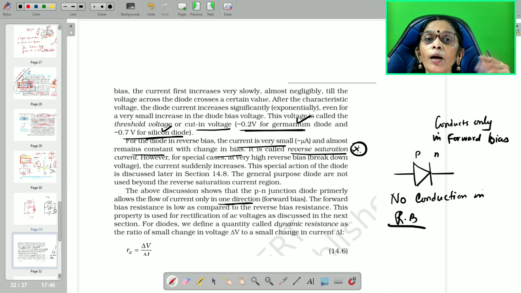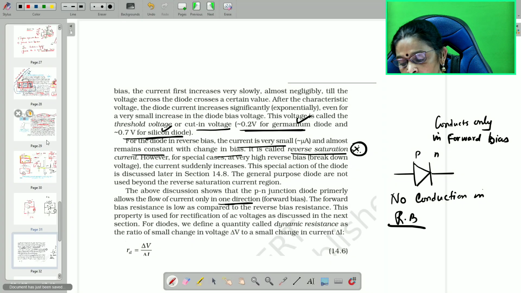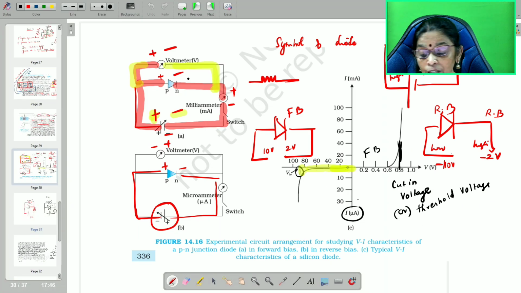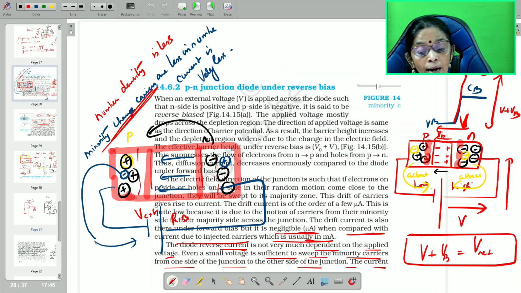Since it is increasing, what happened? There is no conduction possibility due to majority charge carriers. That's what we have seen. But majority charge carriers do not conduct. But there is a least possibility for minority charge carriers under special condition, by giving more external voltage.